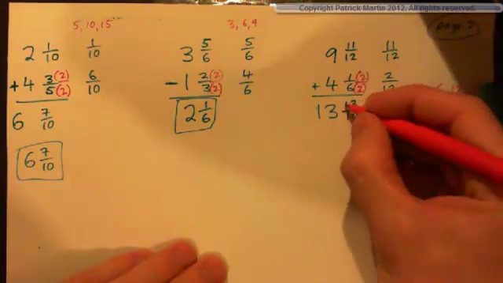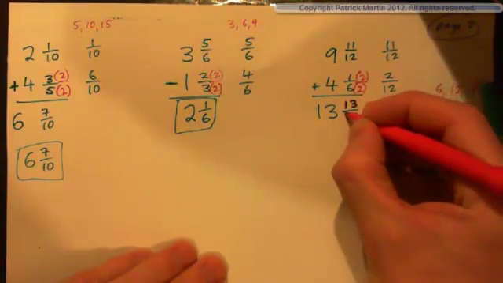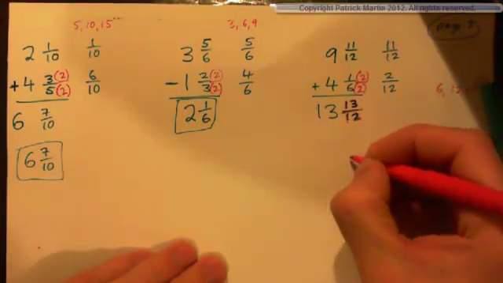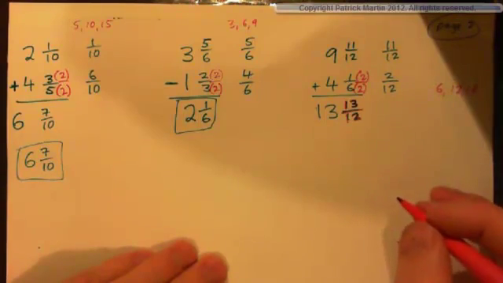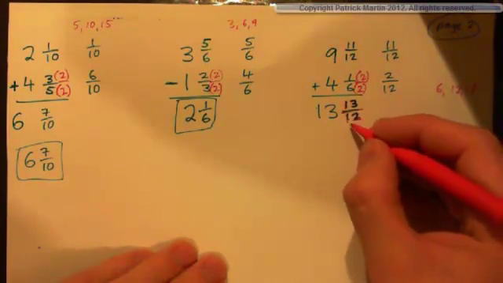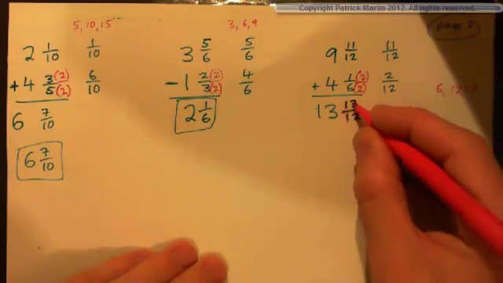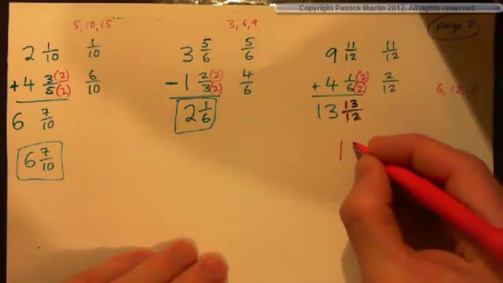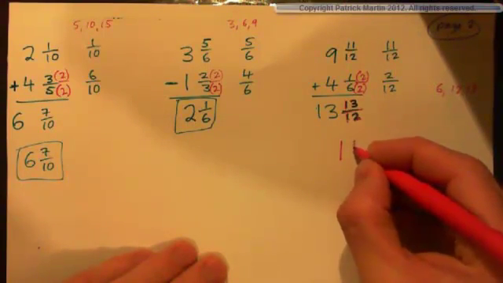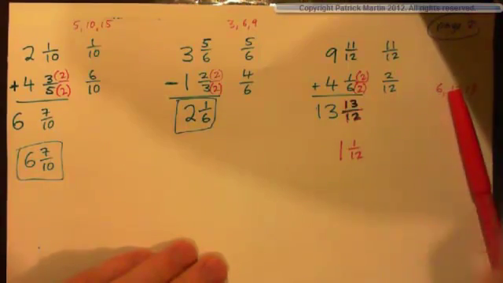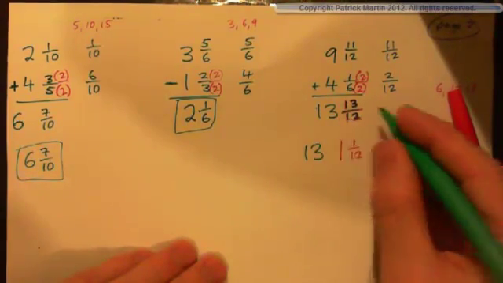Now this is an improper fraction. I've got to turn that into a mixed number and keep going with this, okay? So turn this into a mixed number. 12 into 13 goes one time, remainder 1. So 1 and 1 12th. And I still have 13. You see, that didn't disappear.